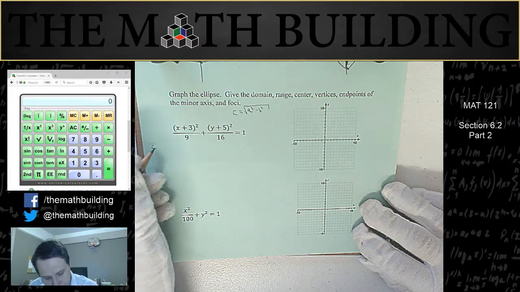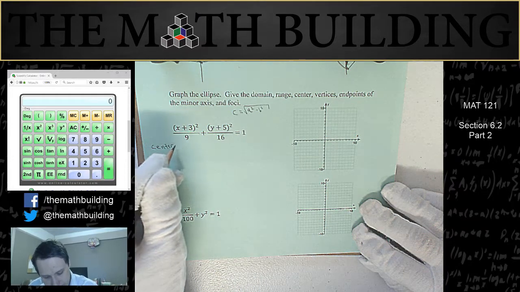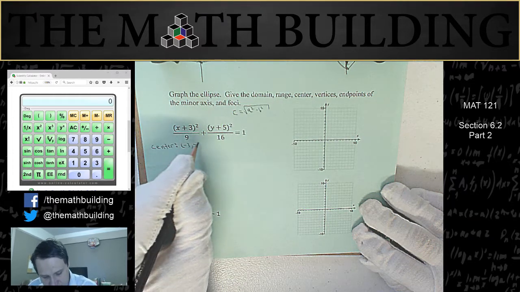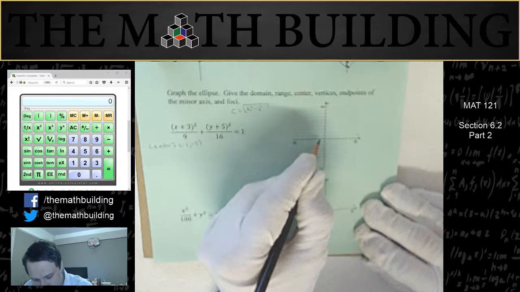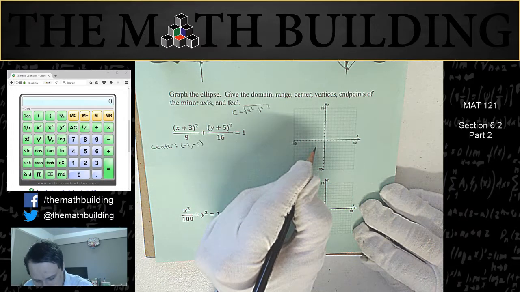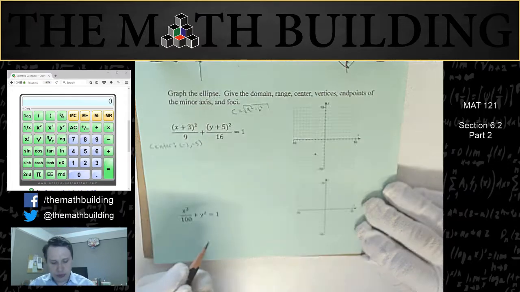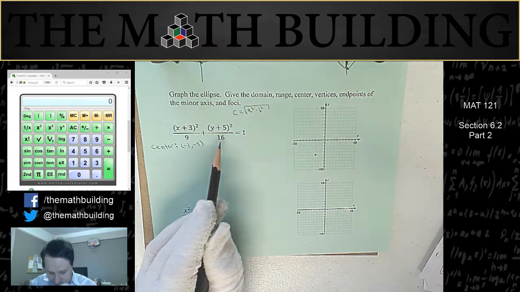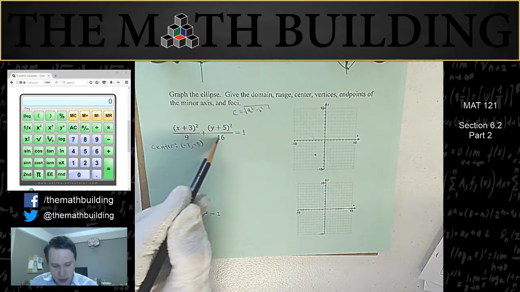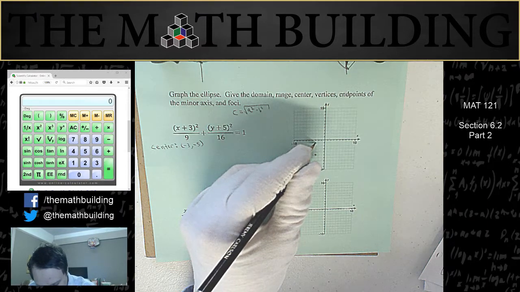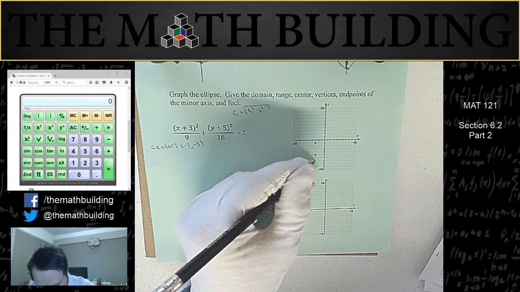So the center is going to be the point -3, -5, because you just flip the signs as you're used to. So -3, -5 right there. There's our center. Let's see, it looks like our major axis is going to be up and down because the larger number is with y. So the square root of that is up 4, down 4.